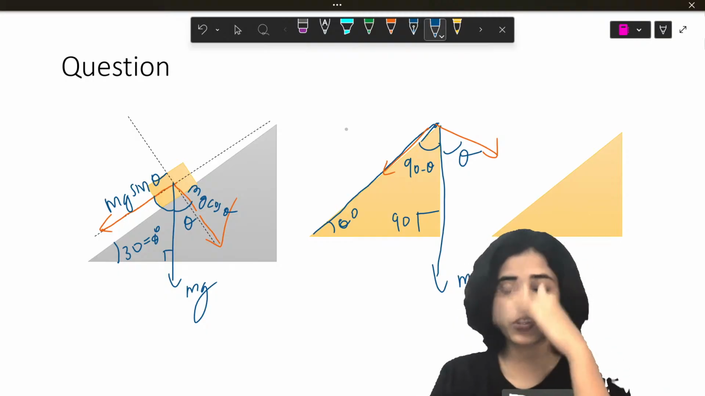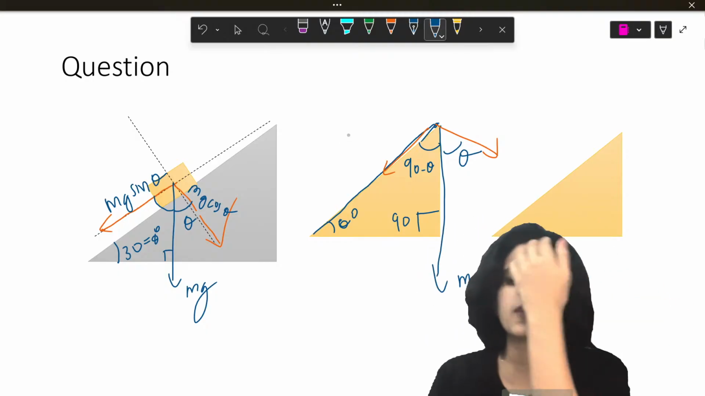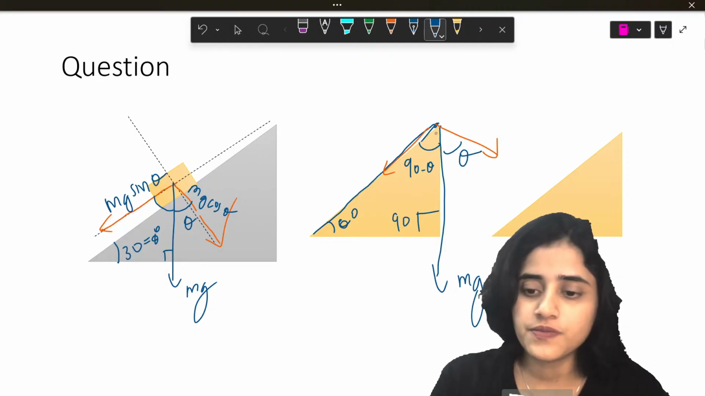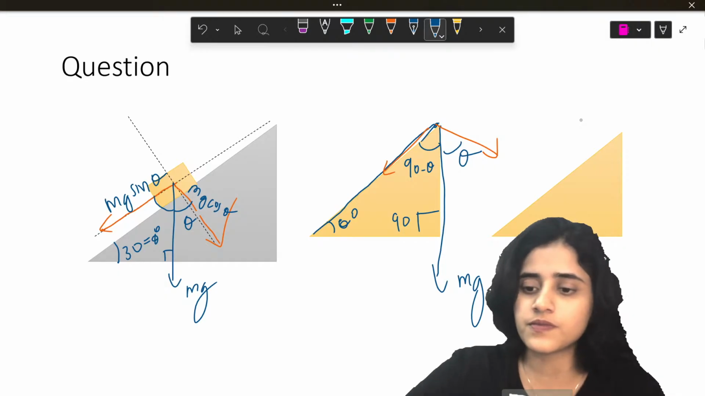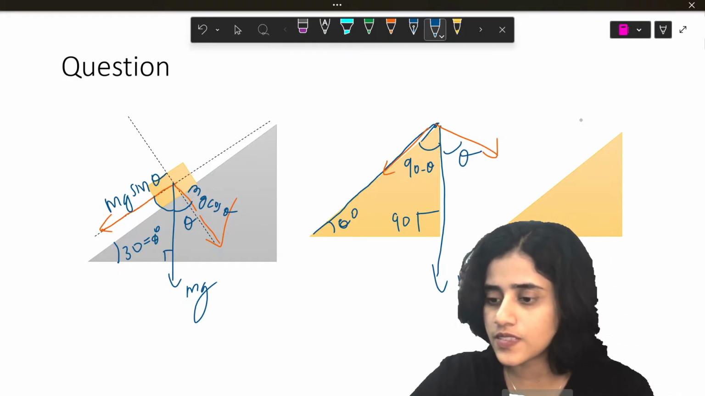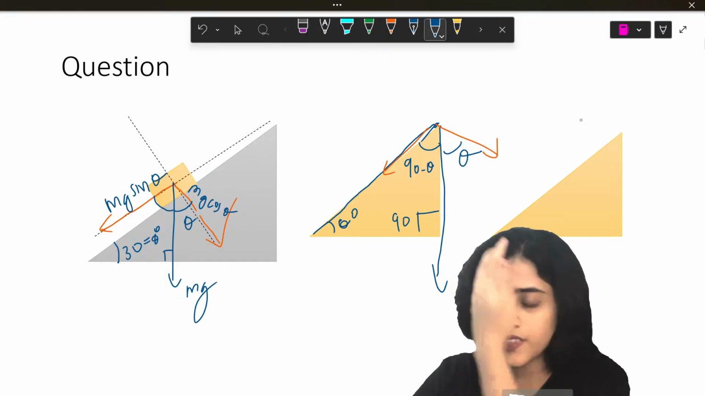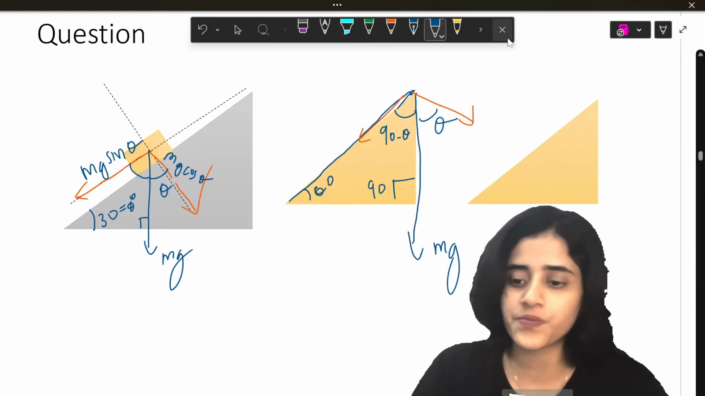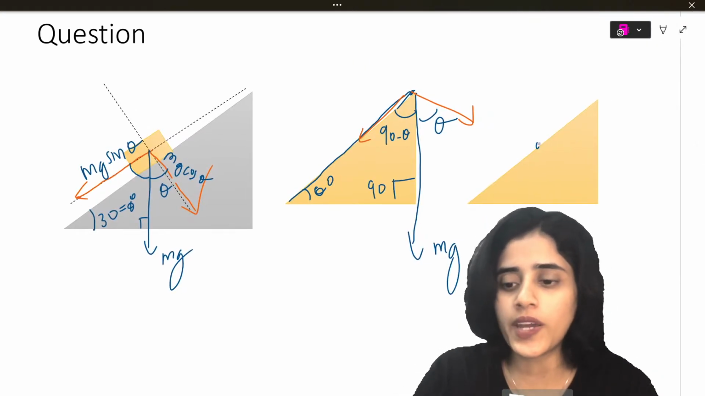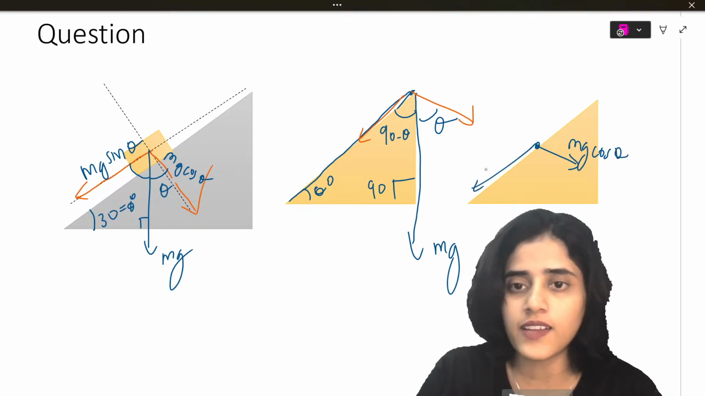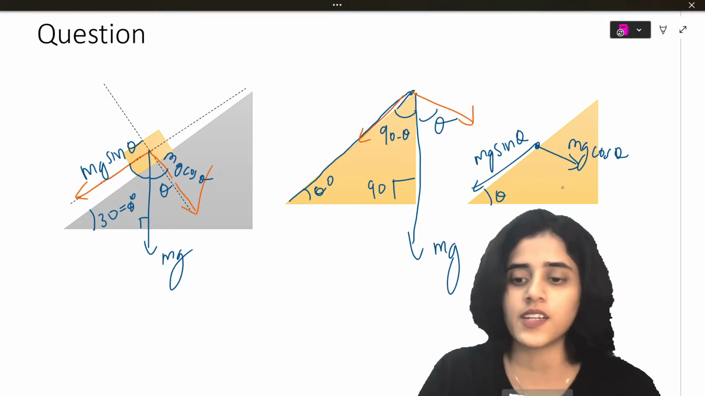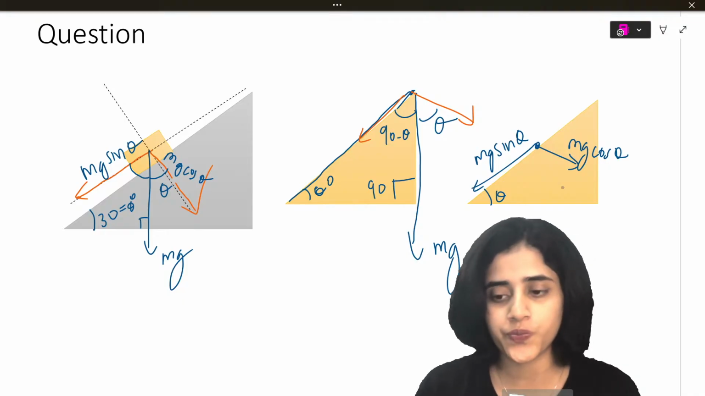Students, this kind of resolving is very important. In KCET, you will get so many questions like this. I'll answer all your doubts once I finish this. So here, what do I have now? I have mg cos theta and mg sin theta. This is theta.